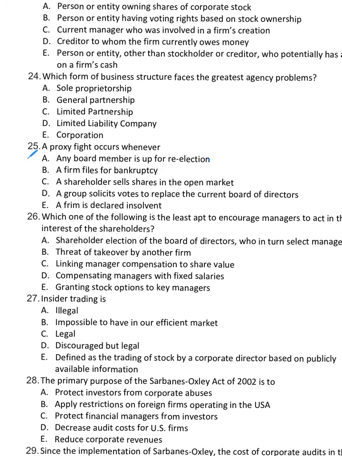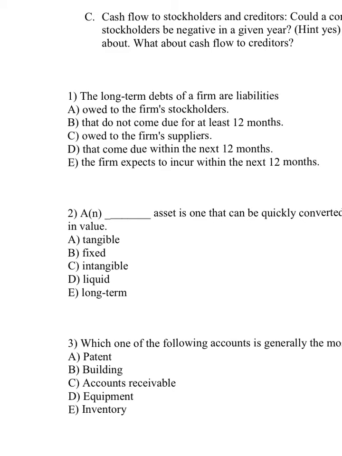A group solicits votes to replace the current board of directors. This is the answer, which is part D. And a firm is declared insolvent. This is never, it's not related to what the definition of a proxy fight is.